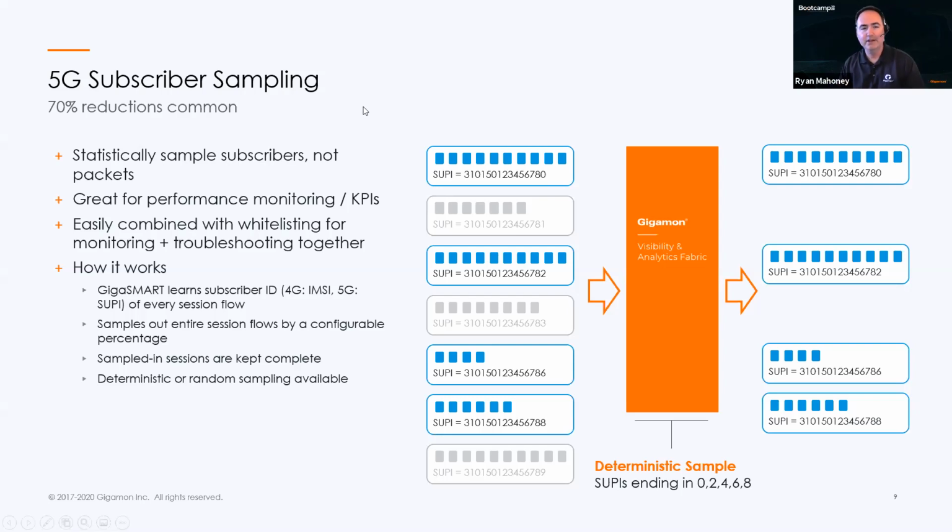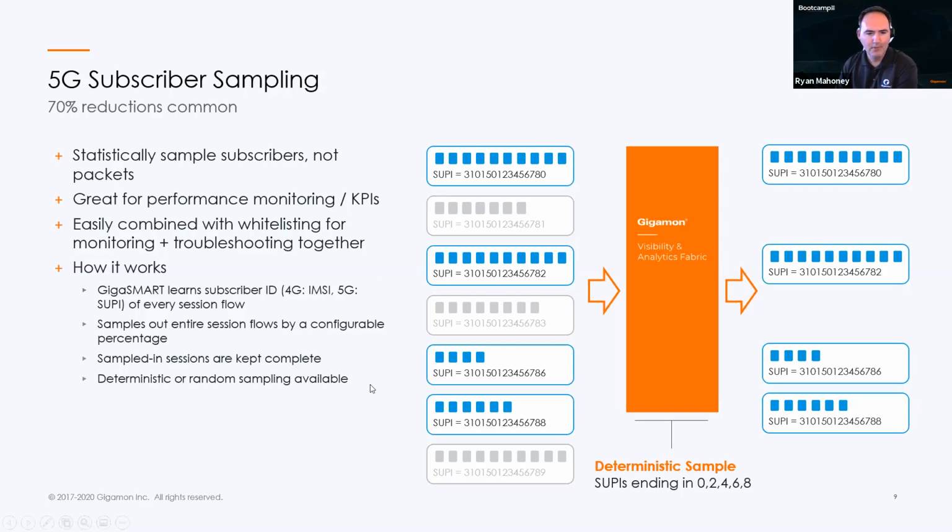So sampling is fantastic for performance monitoring, for KPIs. You can get statistically accurate KPIs with only 30% of your traffic rather than needing all 100% of your traffic. So you save a lot on your tooling costs and you still get your quality KPIs. But what this doesn't necessarily solve so well is troubleshooting. If you have a specific customer or a call that you're trying to troubleshoot and it was sampled out, then how do you do that? So this is often paired with a whitelisting strategy, so you get the best of both worlds without having to send every packet to a tool.